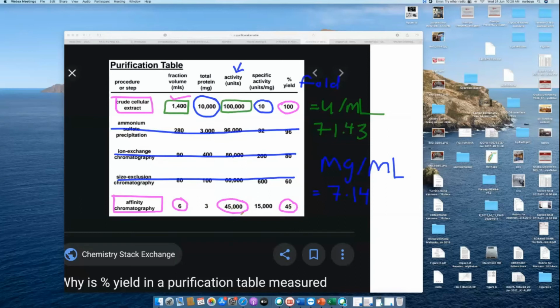If we have got the activity of 45,000 units, what will be the unit per ml for this? What do you think the unit per ml is? Give me the answer, unit per ml for the affinity chromatography step. You can type in the chat room what the unit per ml is for the affinity chromatography step. What will be the result?